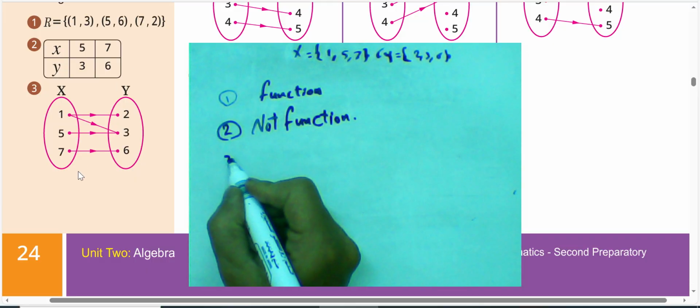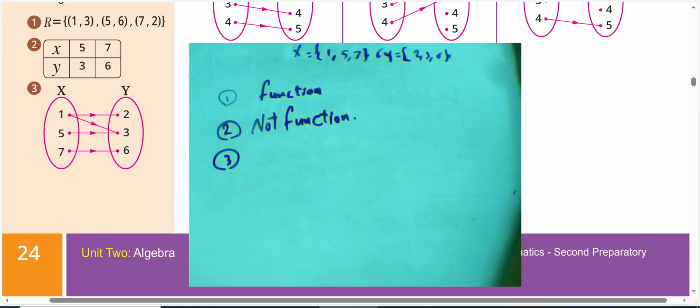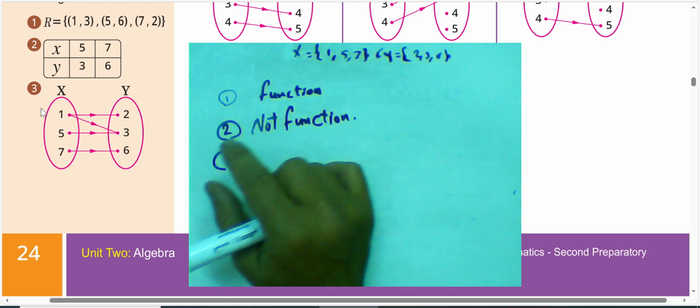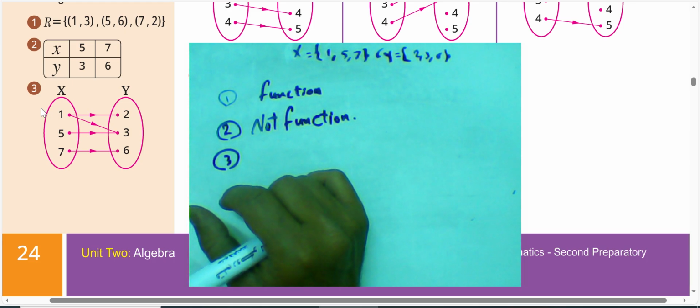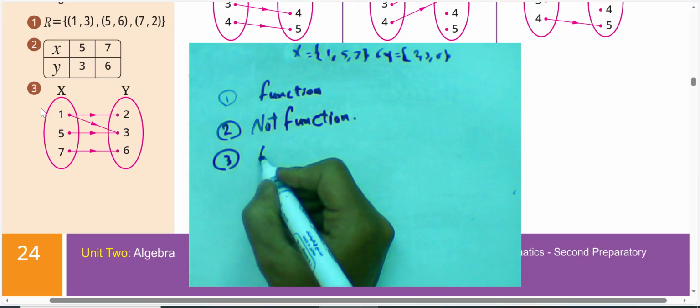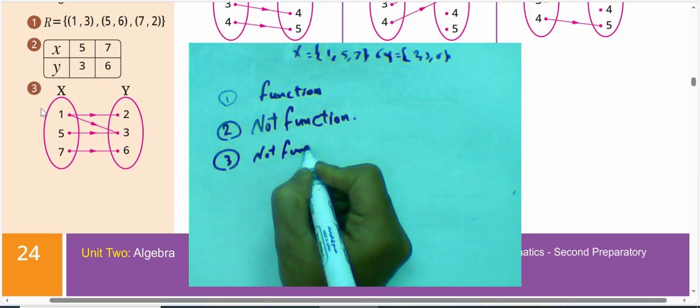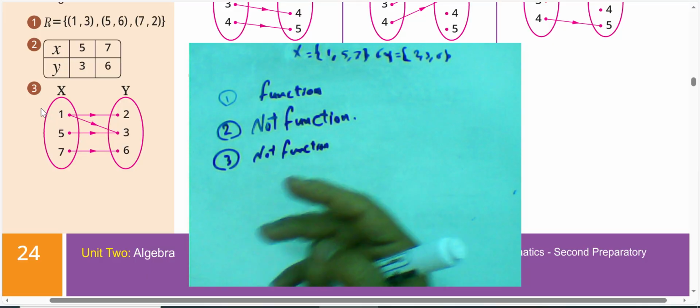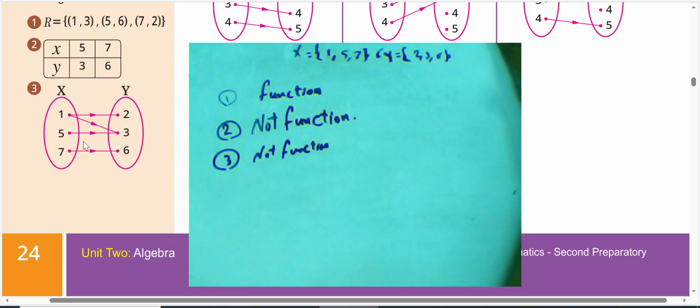Number 3, we have 1 has 2 images, and 5 has 1 image, and 7 has 1 image. Not a function, because the element 1 which belongs to set x has 2 images in y. Not a function. Okay, understood? Not a function, because the element x has 2 images in y.